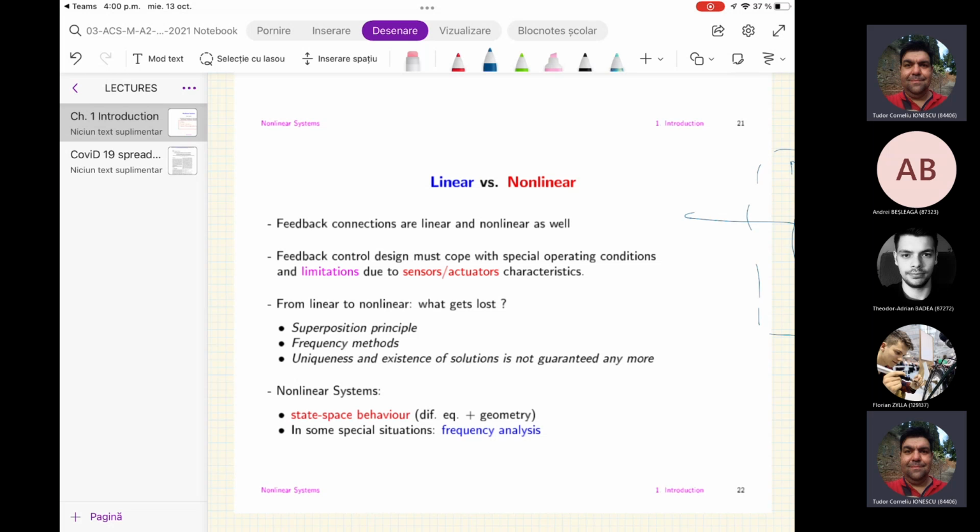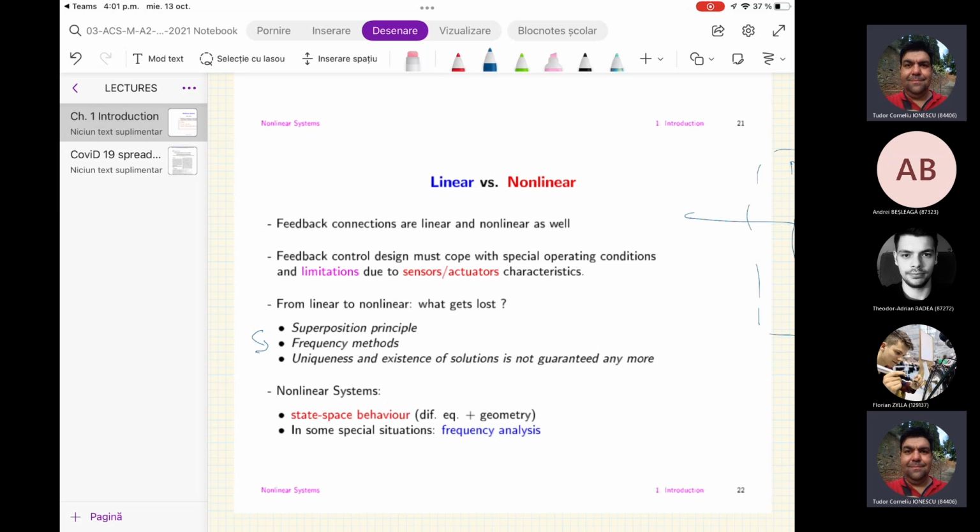When you go from linear to nonlinear, from the variety and the vast world of linear systems, what do you actually lose? This is a good question. What is lost? First of all, the superposition principle, and all of the rest is a consequence of the first one. Automatically you lose the Laplace transform, the Fourier transform, and eventually the frequency design methods. So there is no frequency domain for nonlinear systems.